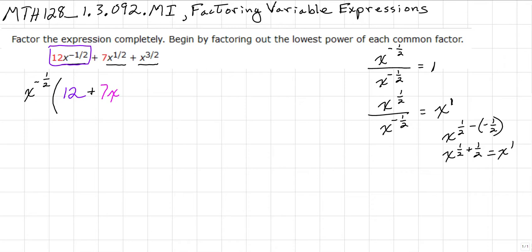And then what I'm going to do is look at the third term, which is x to the 3/2 power, and I'm going to use the same technique. So we'll go ahead and start with x to the 3/2 power over x to the -1/2 power. And when I do this, I'll end up with x squared. Simply stated, that's because x to the 3/2 minus -1/2 will be x to the 4/2, or x squared.